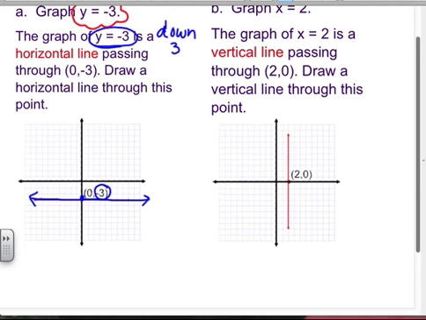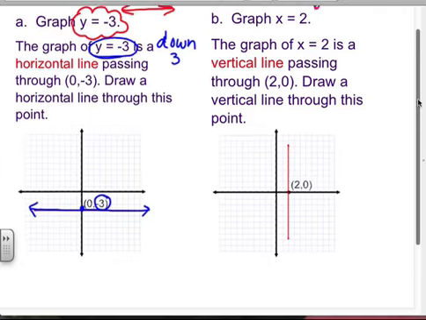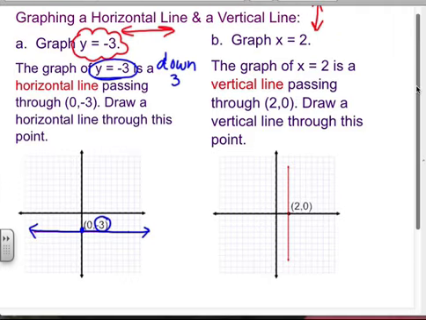Now, over here, example B, we talk about a vertical line. Graphing the line where x is 2. Now, I'm going to tell you to think about the x-axis. The x-axis goes side to side, right to left. Where is it 2?